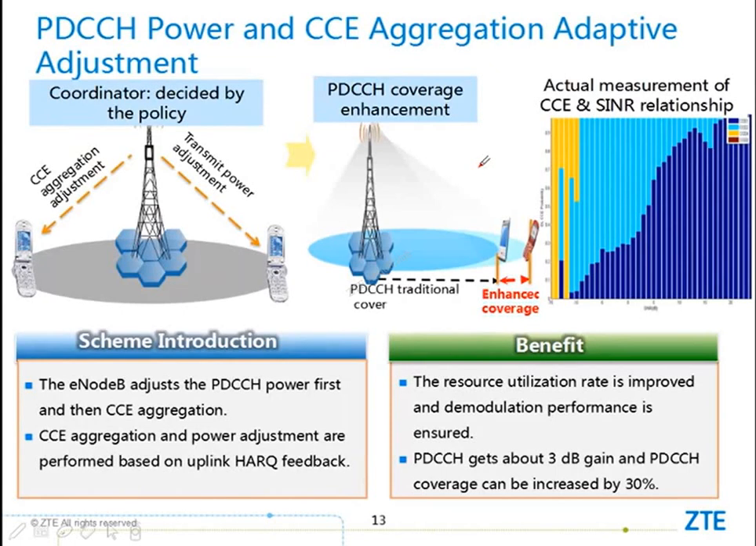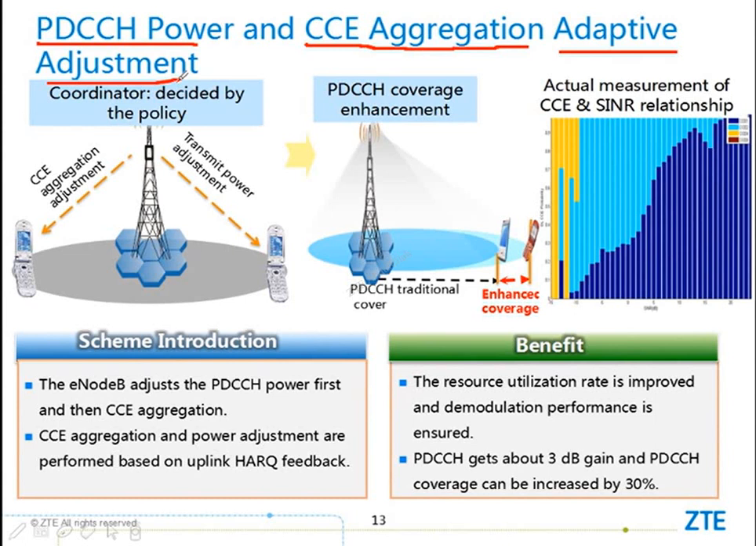And also there are some other methods. For example, you can see this. This is PDCCH power and the CCE aggregation adaptive adjustment. What does this mean? As we all know, the downlink PDSCH channel can support AMC. That means adaptive modulation and coding.